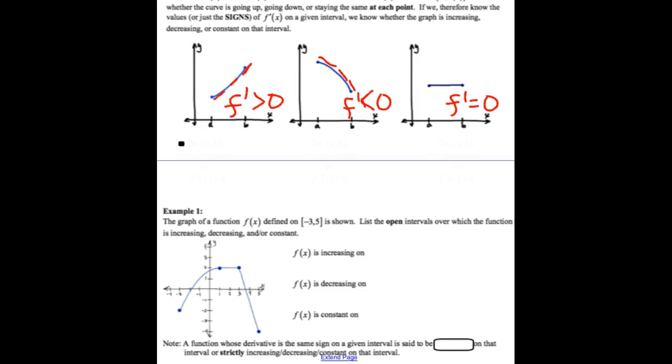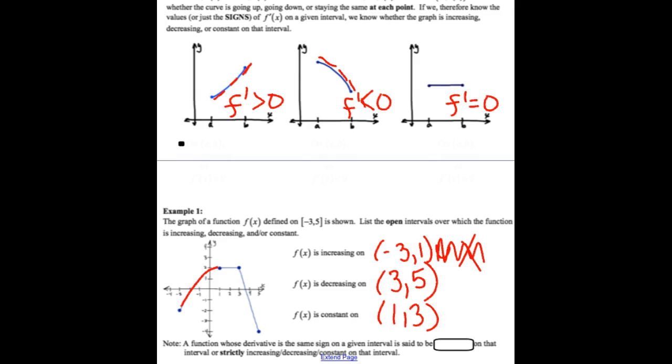This is obviously increasing from here to here. Is that a negative 3? I think it is. From negative 3 to 1, union, nothing. It's only increasing on (-3, 1). It's obviously decreasing from 3 to 5, that open interval. And I'm obviously constant on that little chunk between. That was so easy because I could see it. But you aren't going to be able to see it. So that's what we're going to tackle on the next page.